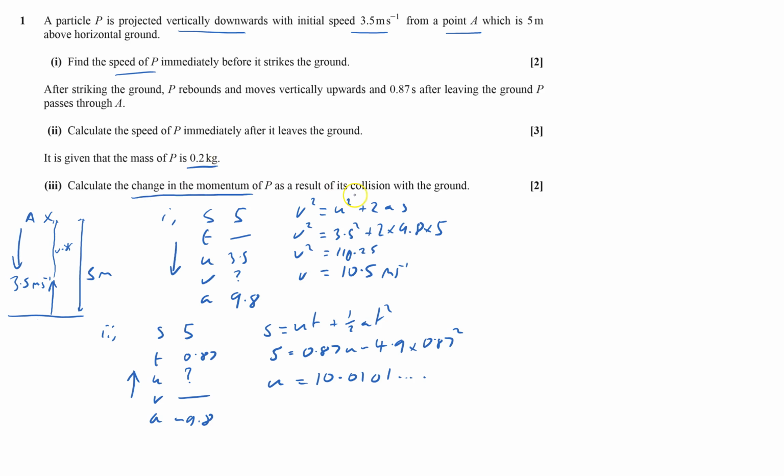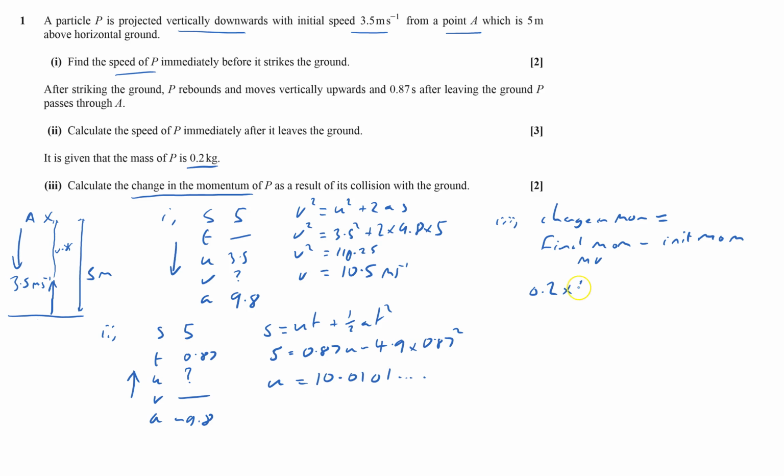Calculate the change in momentum as a result of its collision with the ground. So I do it here. Change in momentum equals the final momentum minus the initial momentum. And I've got to be careful here because direction matters. Momentum is mass times velocity. So the final momentum is going to be the mass 0.2 times the final velocity, that's the velocity it leaves the ground with, which is what I've just worked out.